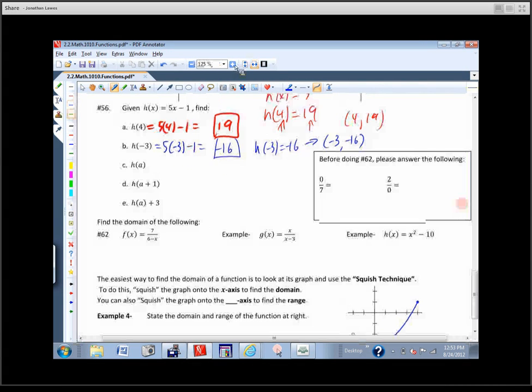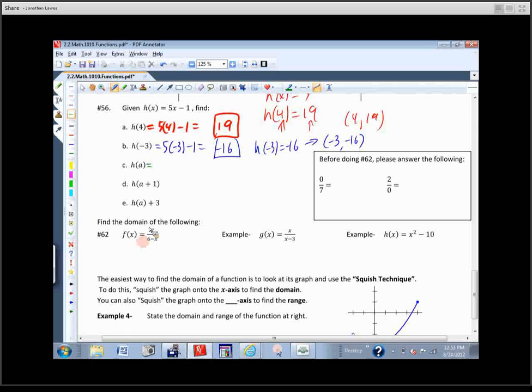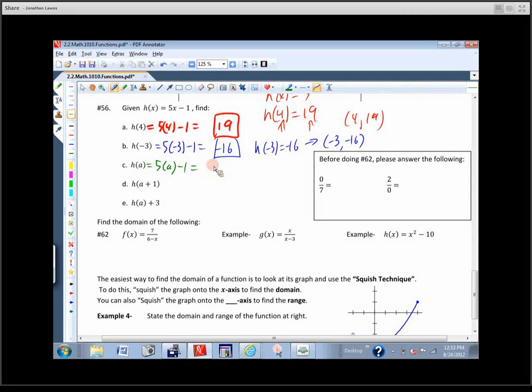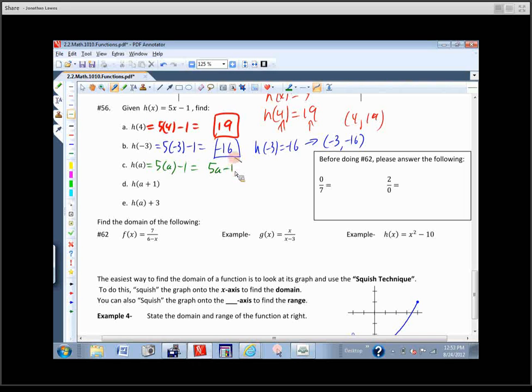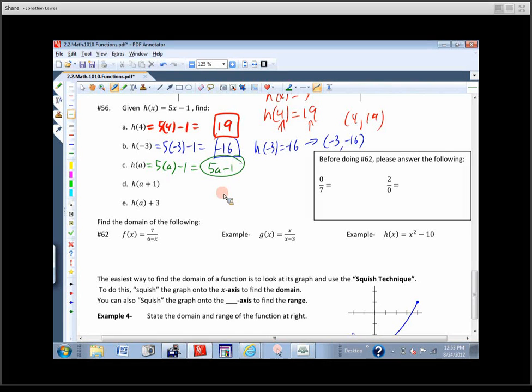h of a. 5 times a minus 1, so what would that be? 5a minus 1. It's possible to have an expression rather than a number for an answer. Go ahead and do this one. When it was a 4, we plugged in a 4. When it was a negative 3, we plugged in a negative 3. When it was an a, we plugged in an a.